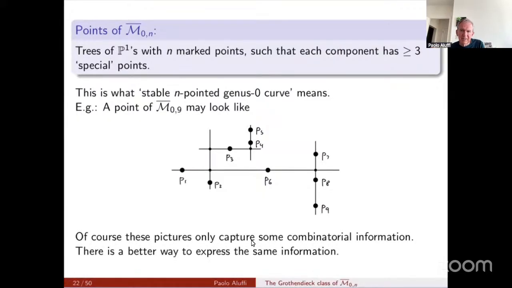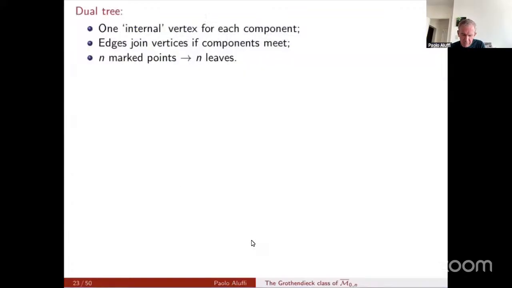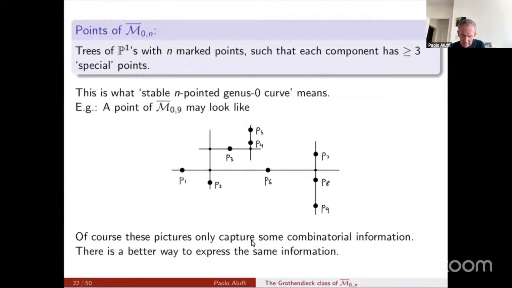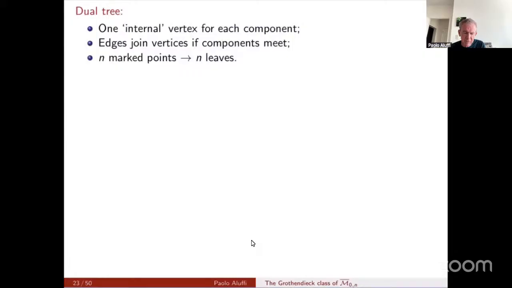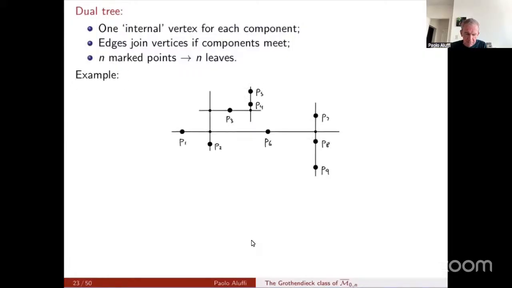In fact, there's a different way to arrange the combinatorics, which is insightful. So let me recast the same information. I have a picture of the same graph in the next slide. I want to consider the dual tree. There will be one vertex of the new tree I'm going to draw for each component. This picture has 1, 2, 3, 4, 5 components, so I will have 5 vertices. They will be joined by edges if the components in this picture meet. And the endpoints will be represented as leaves.